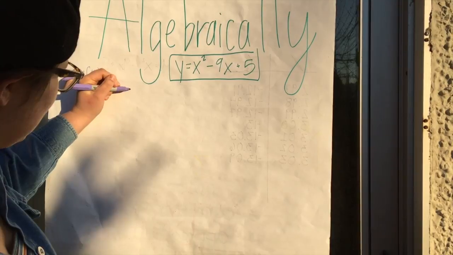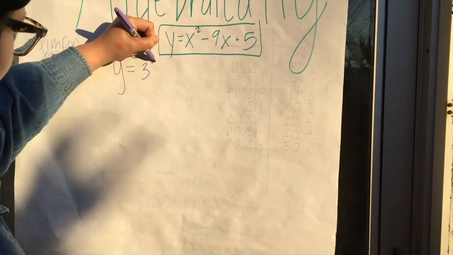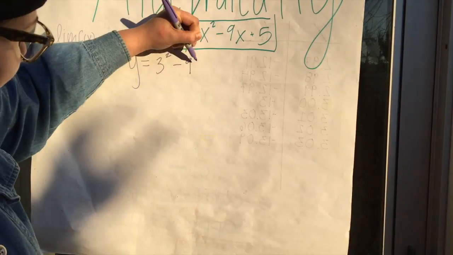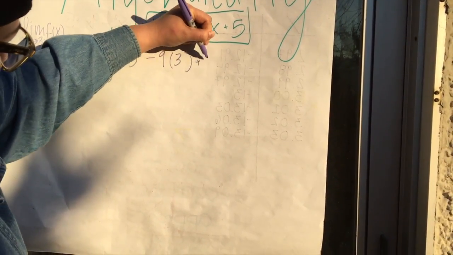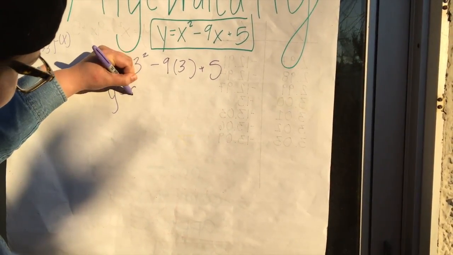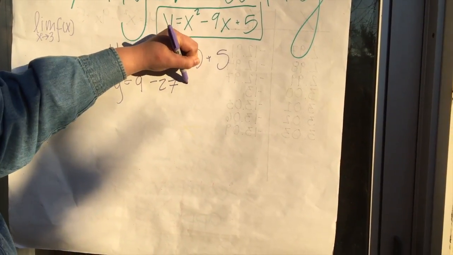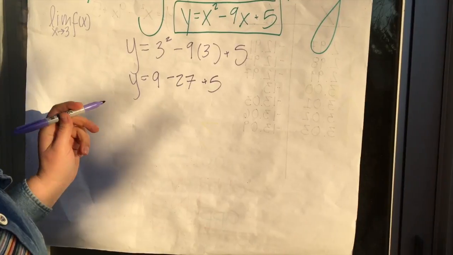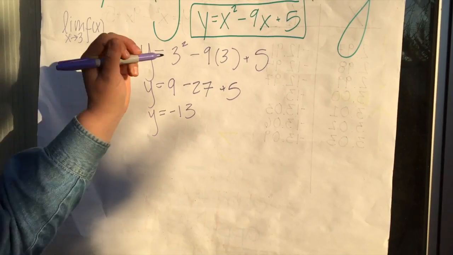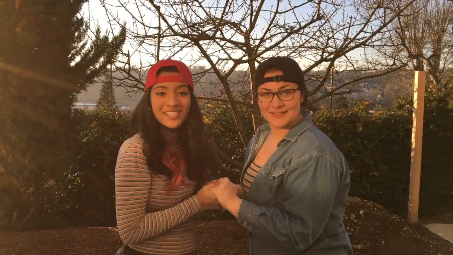First, we're going to solve for y by plugging in 3 where all of the x's are, because we're trying to find the limit as x approaches 3. So we have 3 squared minus 9 times 3 plus 5. 3 squared is 9, minus 9 times 3, which is 27, plus 5. If you add that all together, you get y equals negative 13, which is the answer we were looking for. See? Anything is possible if you put your mind to it.